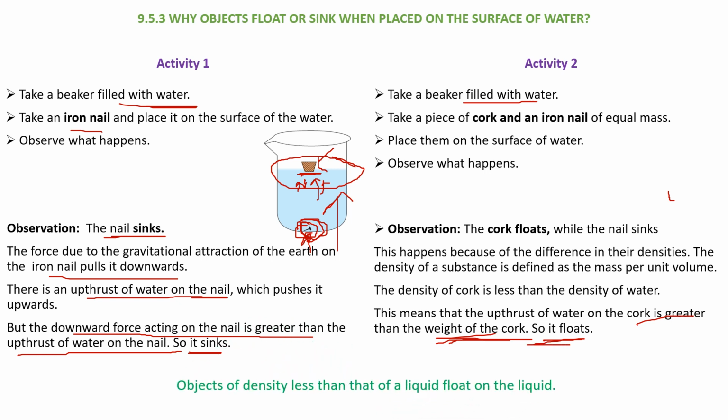Summary: objects of density less than that of a liquid float. If an object's density is less than the density of the fluid, it floats. Objects of density greater than that of a liquid sink. If the object's density is more than the density of the liquid, say water, it sinks. It's simple, right? Density decides whether an object sinks or floats.